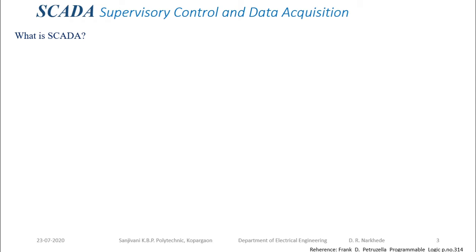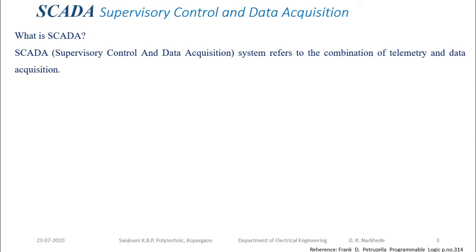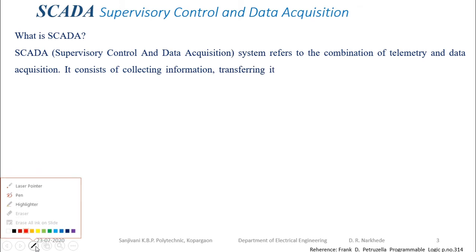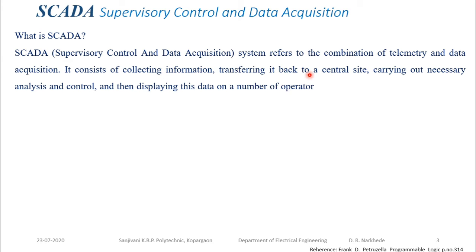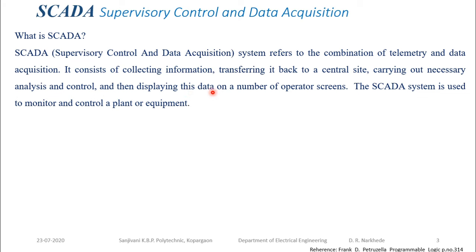What is SCADA? How are you going to define the term SCADA? SCADA stands for supervisory control and data acquisition system, referring to the combination of telemetry and data acquisition. It consists of collecting information, transferring it back to the central site, carrying out the necessary analysis and control, and then displaying this data on a number of operator screens. The SCADA system is used to monitor and control a plant or equipment. Control may be automatic or can be initiated by the operator command.